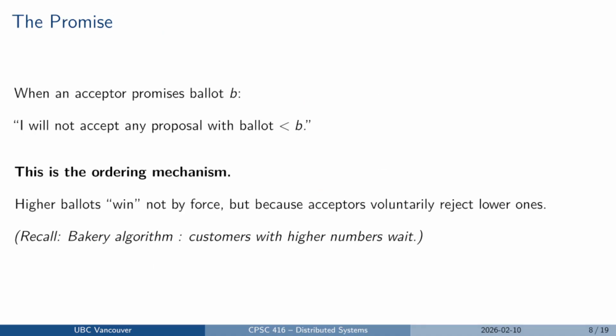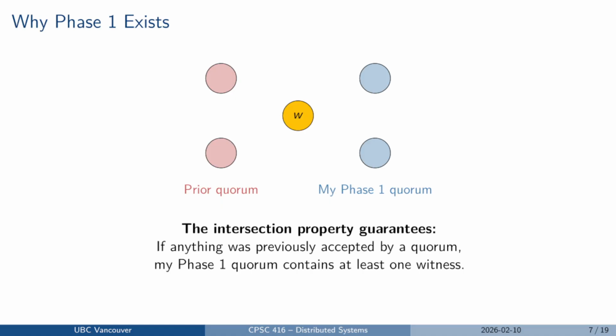So when an acceptor promises that it will accept ballot B, it says, I'm not going to accept any proposal with a ballot number less than B. Yes? Can we go back to the previous slide once? I think so. Let's hope the power holds out.